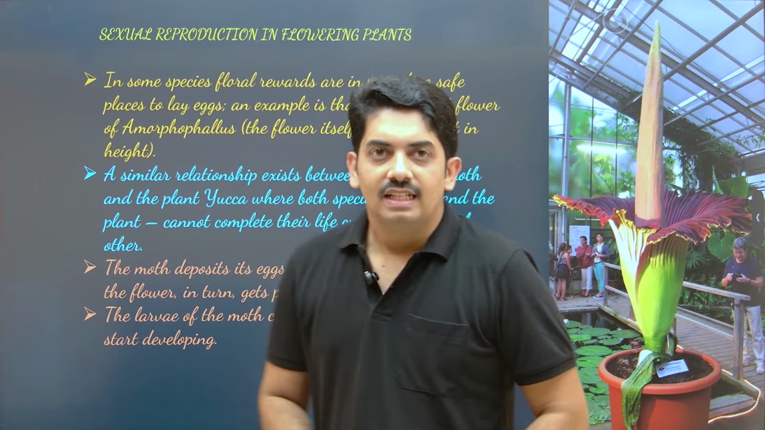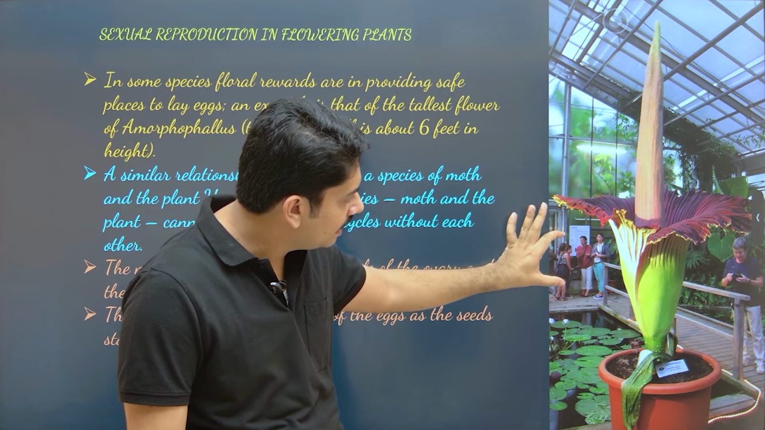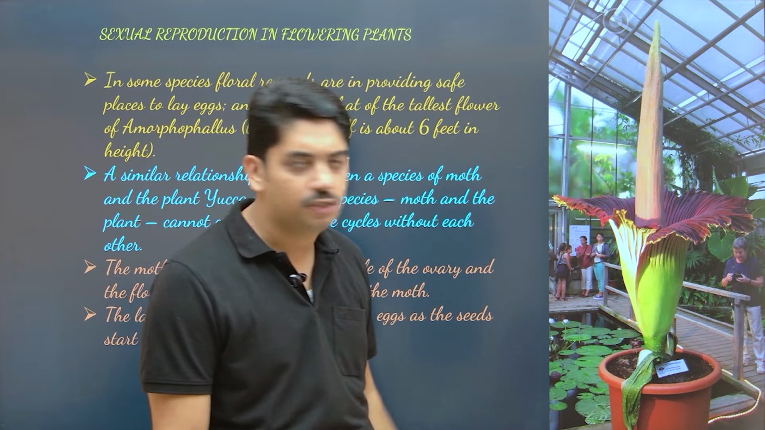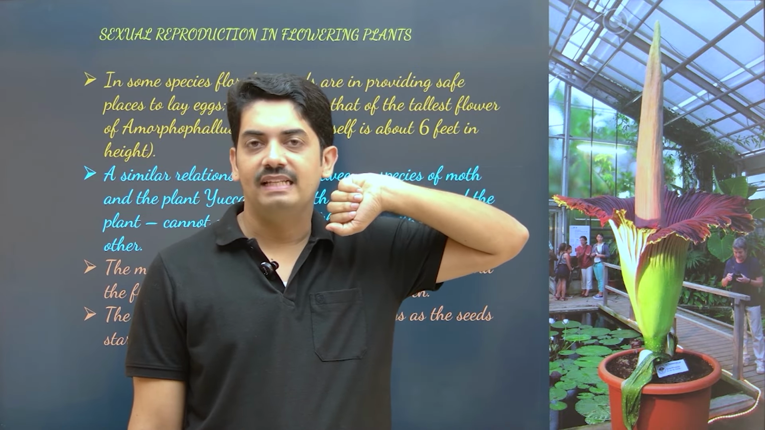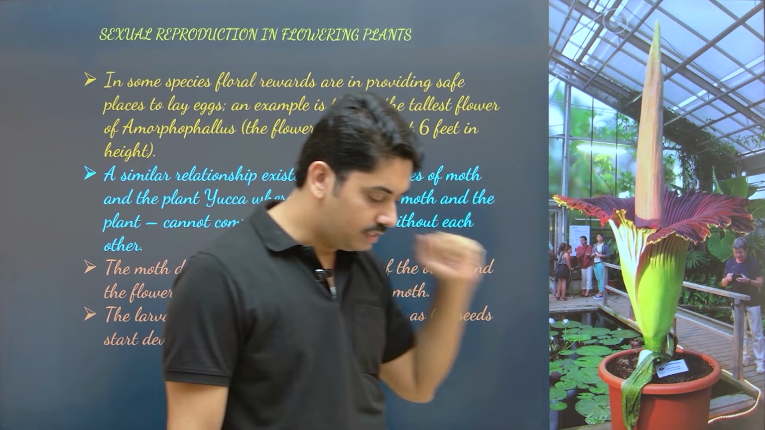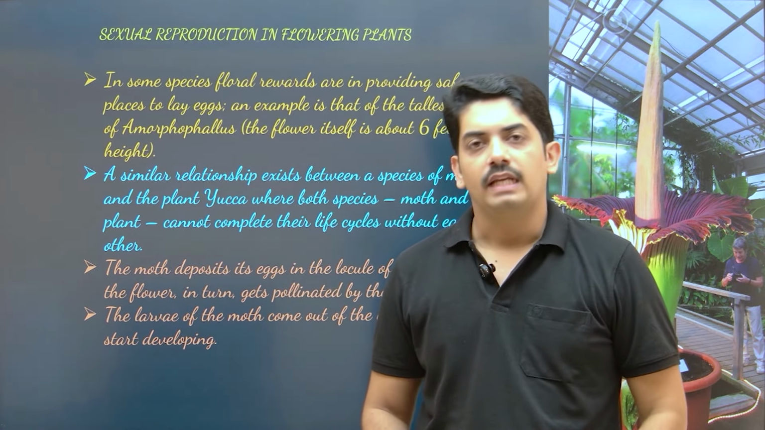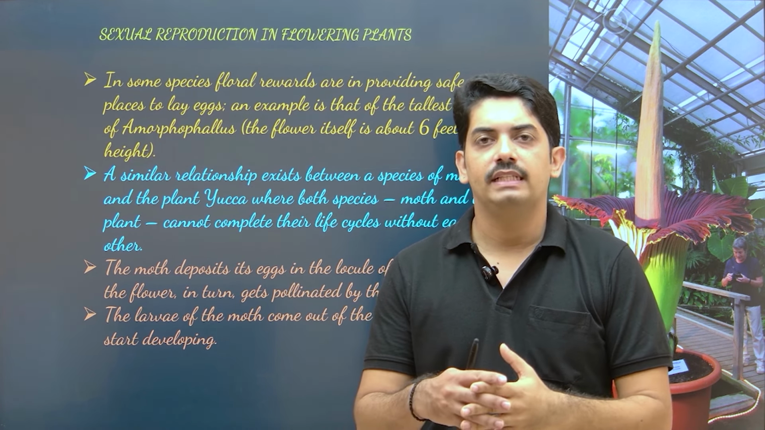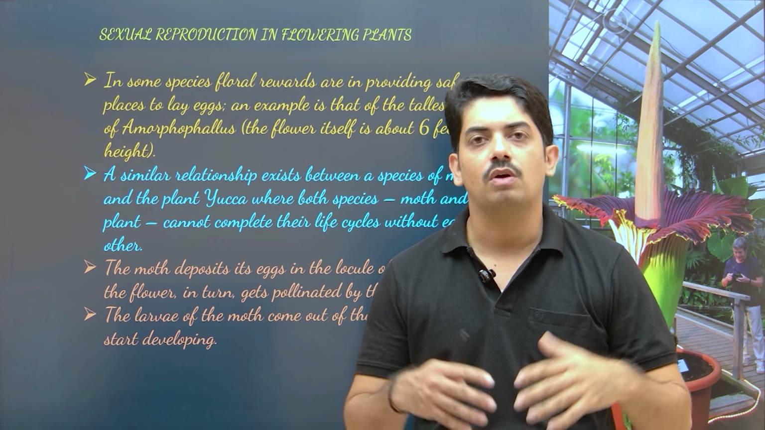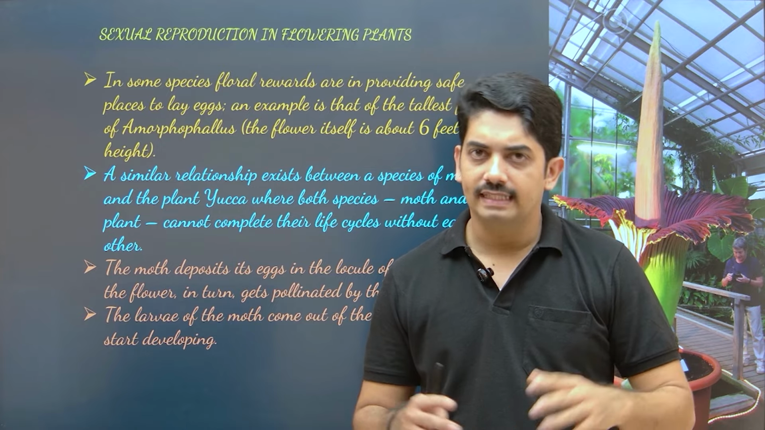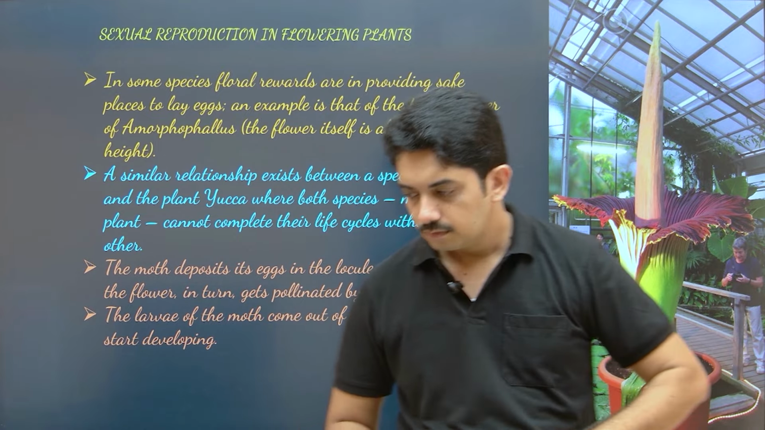Now let me show you one wonderful picture here. Can you see here there are people standing over and taking pictures? Look at the flower size. Amazing, right? Why? Because this is Amorphophallus. In different languages, we call it by different names. In Hindi, it is called Zamin Kand. In Kannada, it is called Suvarnagadde. Like that, we call it by different names, but the scientific name is Amorphophallus.